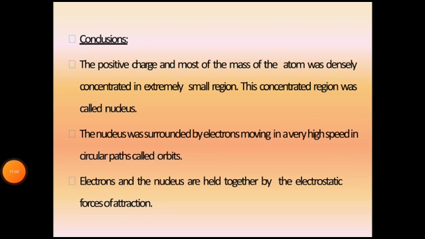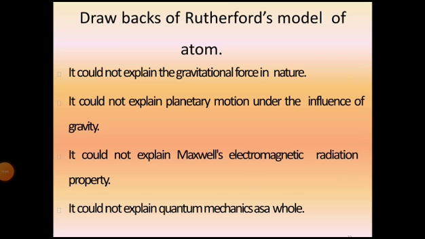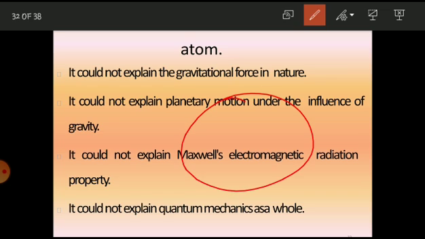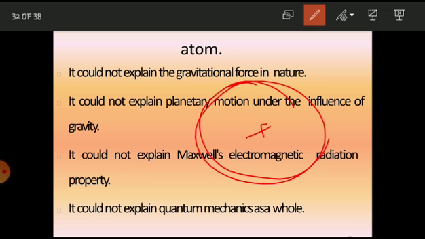Fine. So we'll try to understand the drawbacks. Now, what is the drawback? The first one: it could not explain the gravitational force in nature. Means what? See, as he said, the nucleus is present at the center, which is positively charged, and the electron is revolving around it in a circular path. Just as there is a gravitational force between the sun and the earth, the same gravitational force is present between the positive charge and the electron. He could not explain that. Second one: it could not explain planetary motion under the influence of gravity. Under gravity also, he said that the electron is revolving in a circular path.